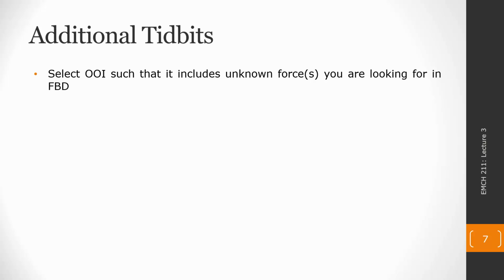Because there might be times we have different options of what object or objects we want to isolate and draw the free body diagrams of. So kind of thinking ahead that the only way for an unknown to appear in an equation is if that unknown is also appearing in a free body diagram, we want to make sure that the object we select is touching at least one of those unknown forces that we're going to be looking for. So as you get more practice, this first step is going to become a little bit easier of selecting that object.